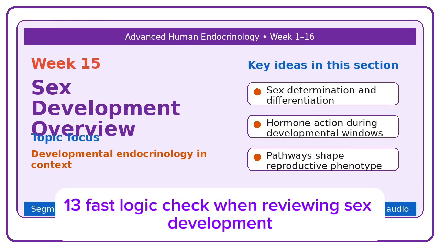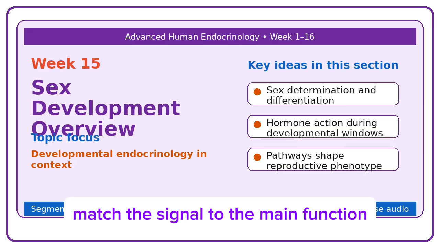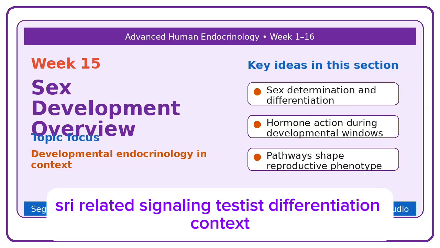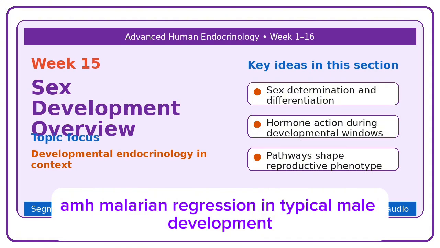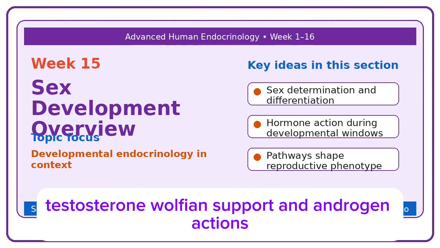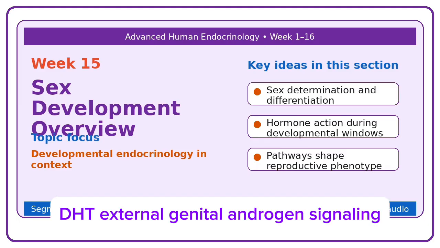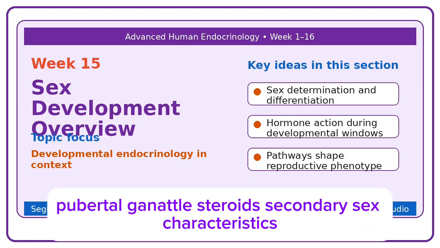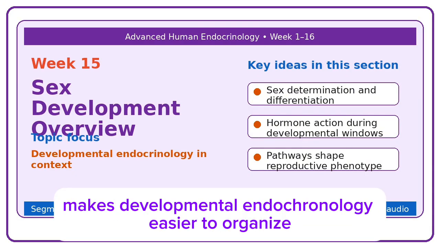13. Fast logic check. When reviewing sex development, match the signal to the main function. SRY-related signaling: testis differentiation context. AMH: Müllerian regression in typical male development. Testosterone: Wolffian support and androgen actions. DHT: external genital androgen signaling. Pubertal gonadal steroids: secondary sex characteristics. This simple pathway mapping makes developmental endocrinology easier to organize.